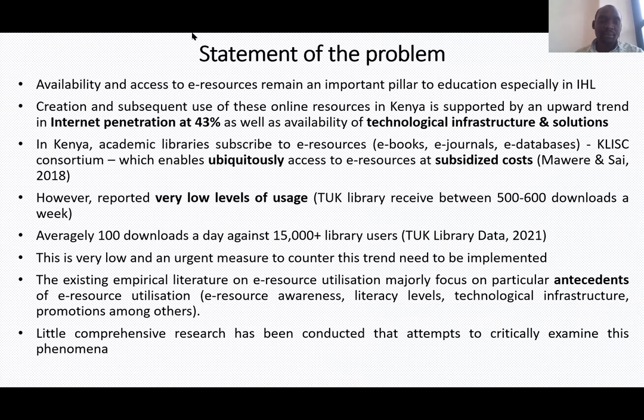So the existing empirical literature on e-resource utilization, a literature review, revealed that research on e-resources has measured particular antecedents or factors that determine e-resource usage. Other researchers look at the effect of e-resource awareness. Others look at literacy levels individually. Others look at technological infrastructure. Others look at promotions. The existing literature talks about this field in a more individualistic way, if I may call it so.